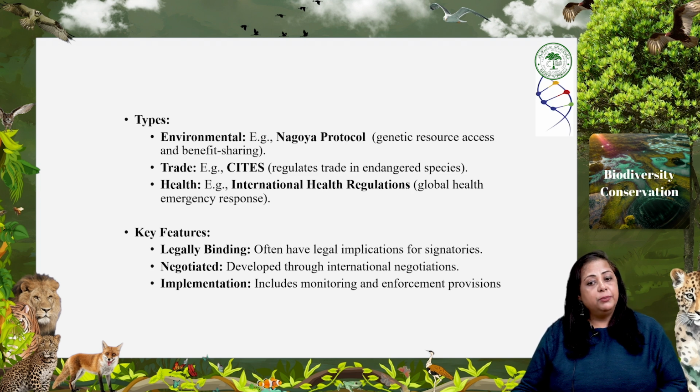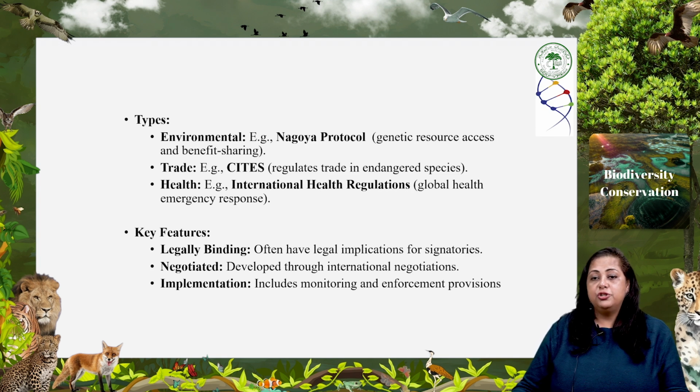For example, environmental is the Nagoya Protocol, which we are going to discuss in this lecture at length. The Nagoya Protocol is about genetic resource access and benefit sharing, how we can share the benefits arising from the genetic material of the country which has the sovereign right. Trade, like CITES, the Convention on International Trade in Endangered Species, regulates trade in endangered species. And then health: the International Health Regulations, for global health emergency responses.